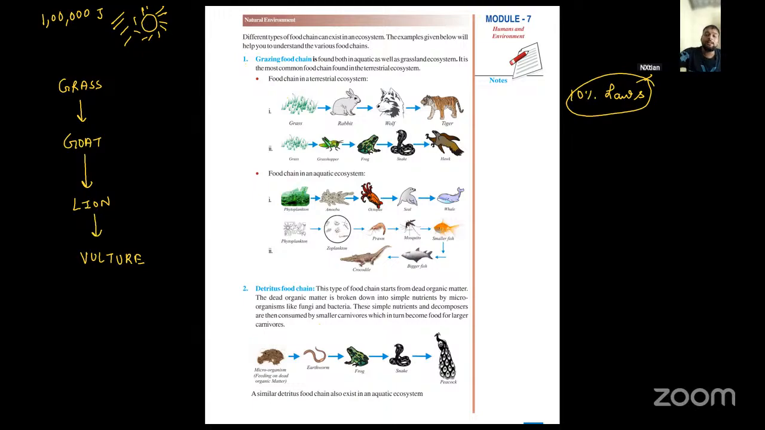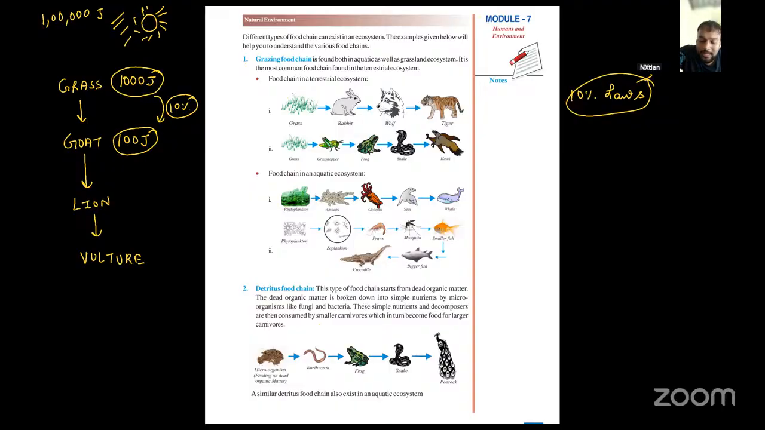Like 1 lakh, 1% will be 1,000. Did you understand? So it means that only 1,000 joule of energy grass will take. Grass will have that. Then goat will eat grass. Then 100 joule of energy will goats have. Did you understand, guys? Yes or no? Because only 10% energy will pass on from one trophic level to another trophic level.